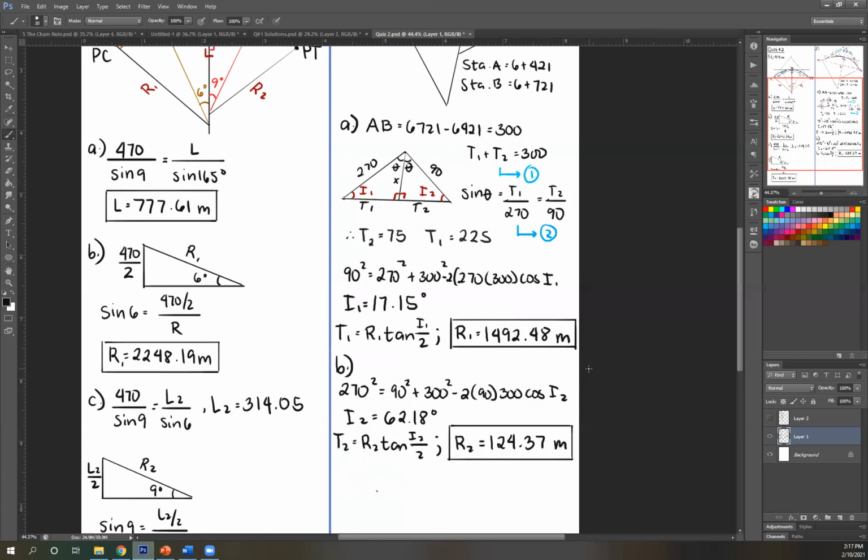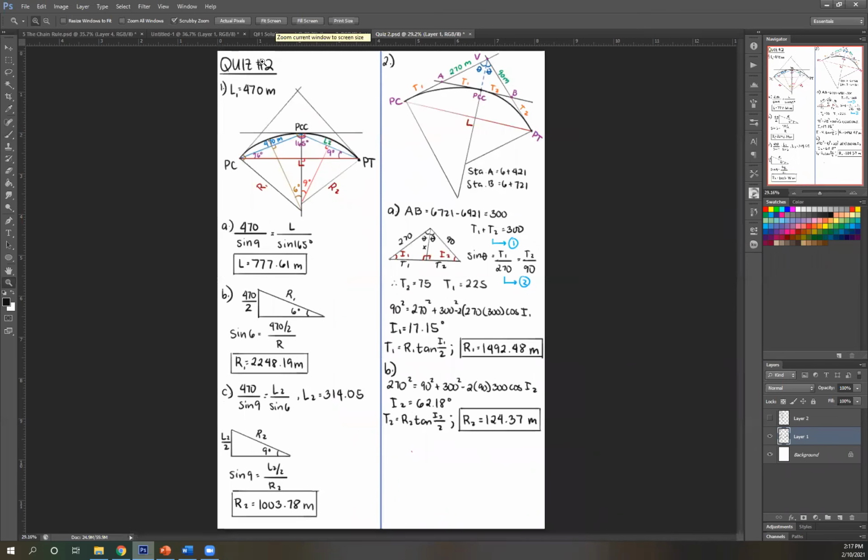And lastly, using P equals R tangent I over 2, we can solve for R. So finally, R is just 124.37 meters. Okay, so that's your numbers 1 and 2.